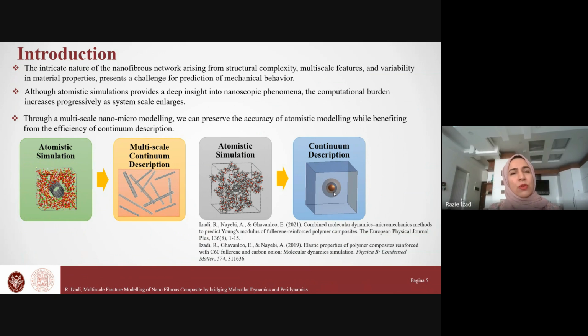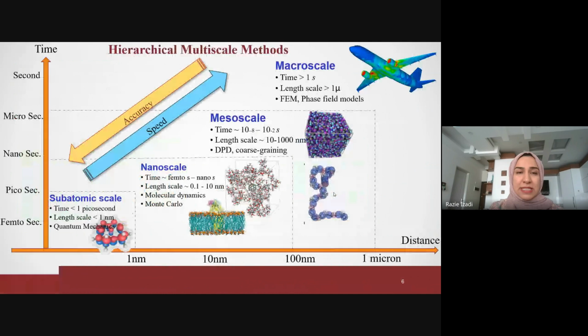A solution to overcome this limitation is to use multi-scale methods. In this figure, you can see the multi-scale methods that bridge between different scales of simulation. In a hierarchical multi-scale method, we will use the data that we observe at the lower scale and then transfer it to the higher scale. In this way, we can preserve the accuracy at the lower scale while we use the efficiency of the higher scale techniques.